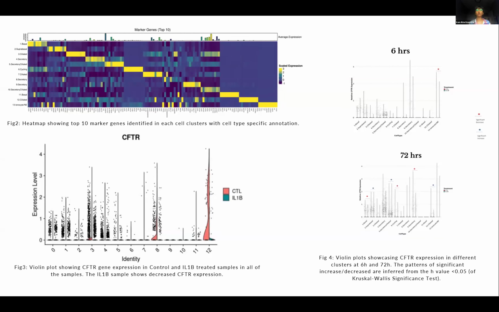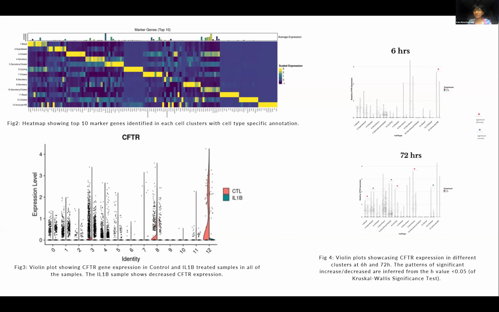Because our focus was to see the CFTR expression in different clusters, the violin plot right below it shows the CFTR expression in both the control and the IL-1 beta in all of these clusters. What we found interesting was that the CFTR expression is decreased in the 13th cluster, which is technically the ionocyte, compared to control, which was not the result we were predicting. That led us to dividing the data into the two time slots that we have, 6 hours and 72 hours. The data was collected at both of these time slots.